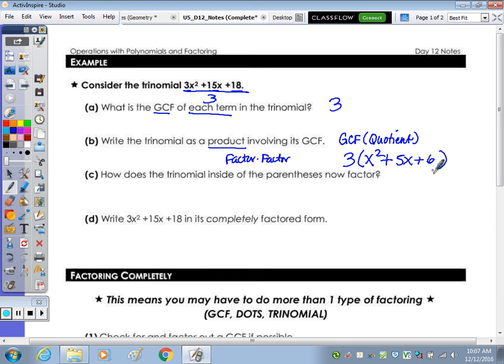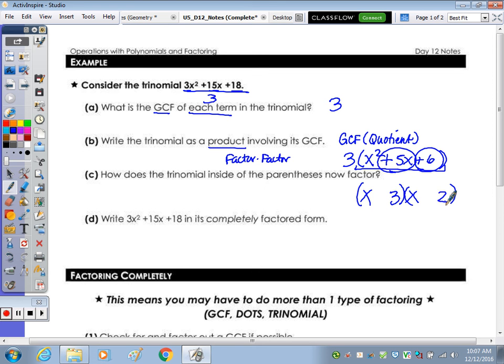How does the trinomial inside of the parentheses now factor? So now this can be factored. So x squared plus 5x plus 6. That would factor, we'll set up your two parentheses because it's a trinomial. We have x times x to get the x squared. And then factors that multiply to 6 and add to 5 would be 3 and 2.